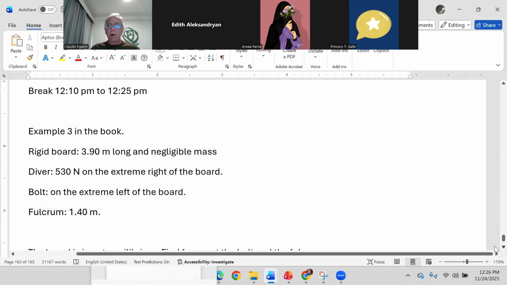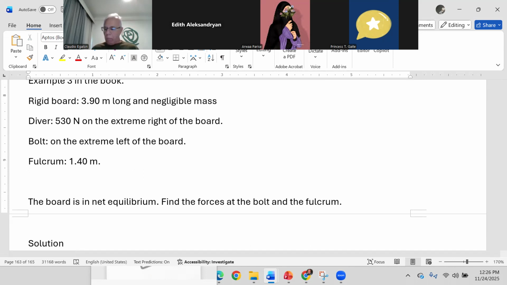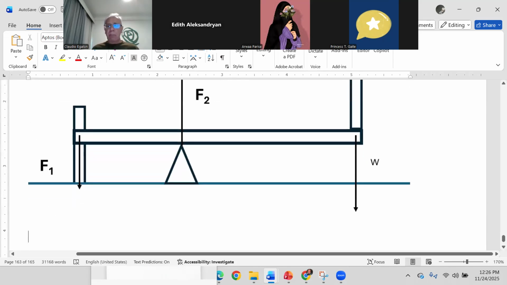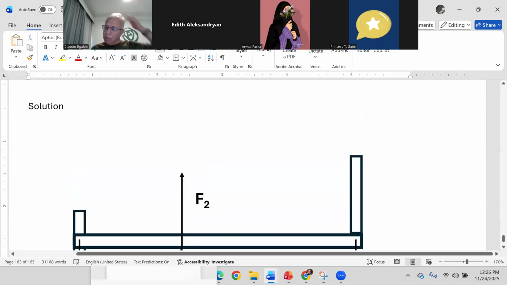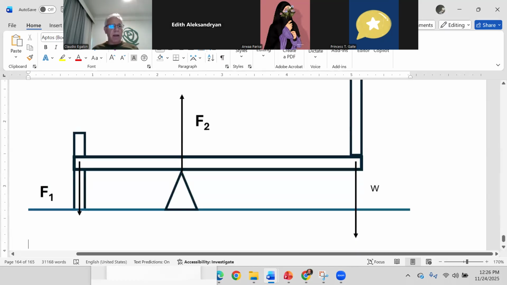So the situation is the following. The board is in net equilibrium. Find the forces at the board and the fulcrum. This type of problem is important for civil engineers, people that are building bridges and buildings. It's the simplest of problems that you're going to see out there, but it's very important.